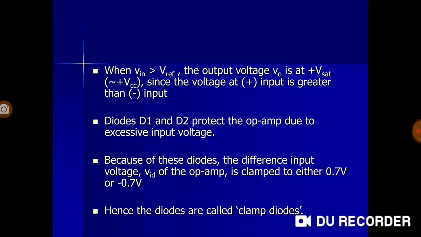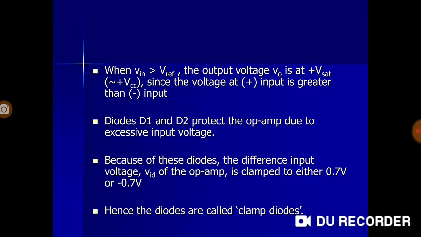When Vin is positive or greater than V reference, in the sense we are saying the difference is higher or positive, Vin is greater than V reference, the output voltage V0 is at positive V saturation, that is almost equal to the positive supply, that is plus VCC, since the voltage at non-inverting input is greater than inverting input. Diodes D1 and D2 protect the op amp from excessive input voltages.